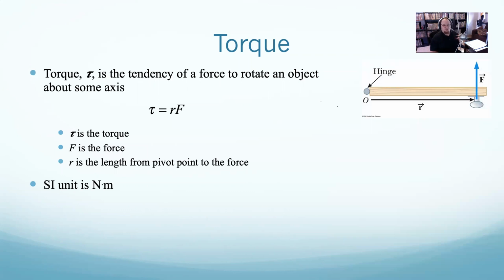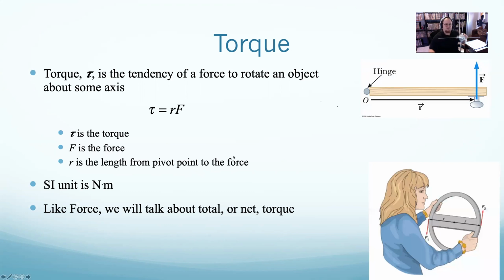The equation for torque, this is a simplified version, but if R and F are perpendicular, as long as your force is perpendicular to where you're going, the magnitude of torque is RF. It is how far away from the pivot point you applied the force, and how hard the force is.